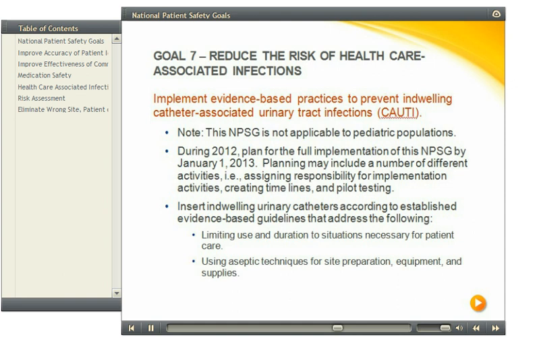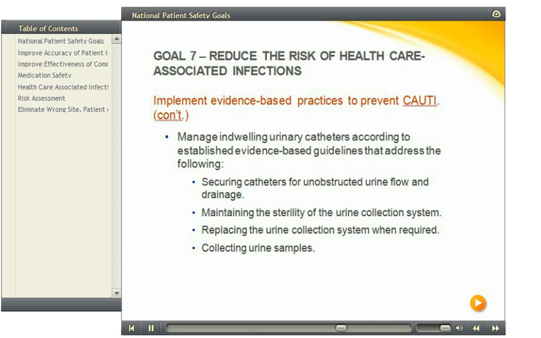Insert indwelling urinary catheters according to established evidence-based guidelines that address the following: limiting use and duration to situations necessary for patient care, using aseptic techniques for site preparation, equipment, and supplies. Manage indwelling urinary catheters according to established evidence-based guidelines that address the following: securing catheters for unobstructed urine flow and drainage, maintaining the sterility of the urine collection system, replacing the urine collection system when required, collecting urine samples.